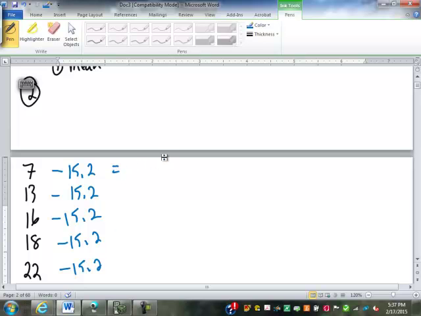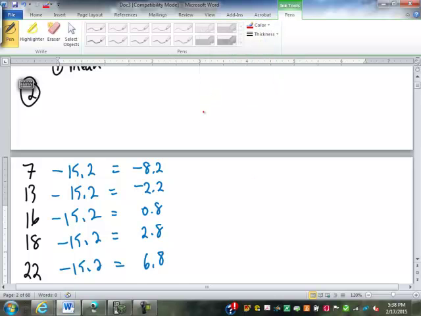Seven minus 15.2 is a negative 8.2. 13 minus 15.2, negative 2.2. 16 minus 15.2, 0.8. 18 minus 15.2, 2.8. And 22 minus 15.2, 6.8. Now what?